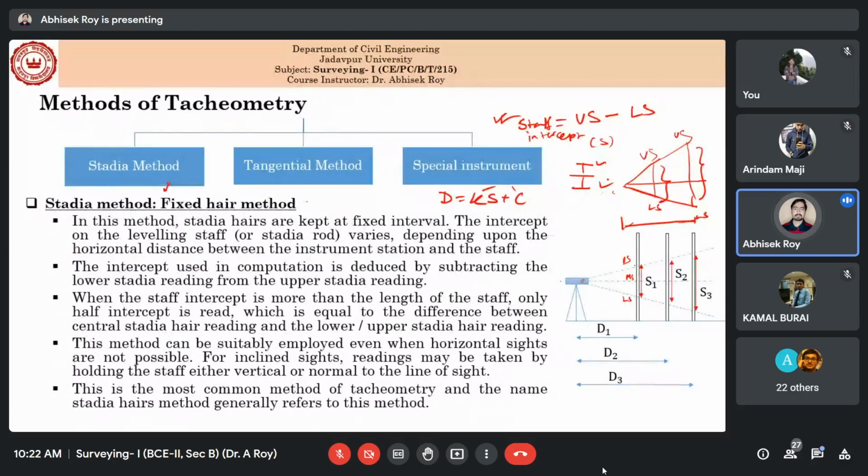Now then, why is the middle stadia reading taken? Because from the middle stadia reading, you can calculate the RL of each point where you are holding your staff. So for vertical measurements, the middle stadia reading is important, and for horizontal measurements, your upper stadia and lower stadia readings are important.